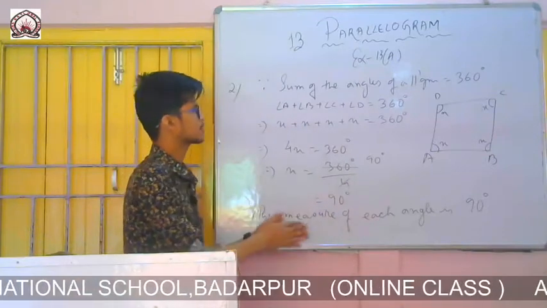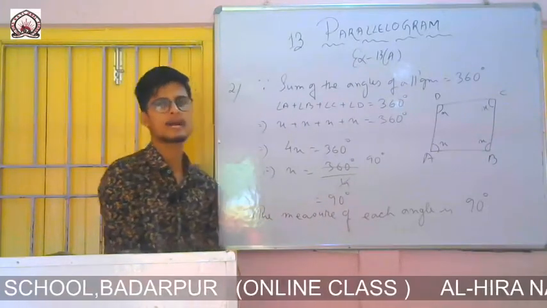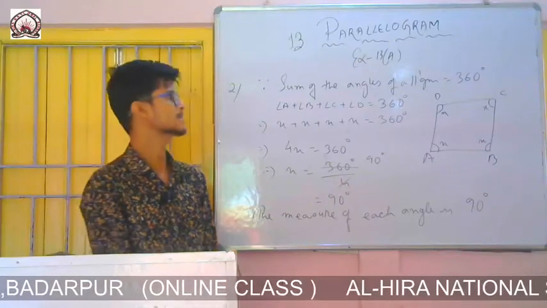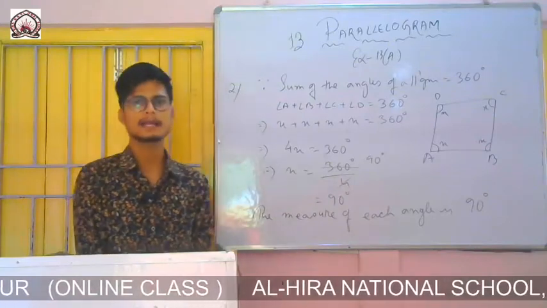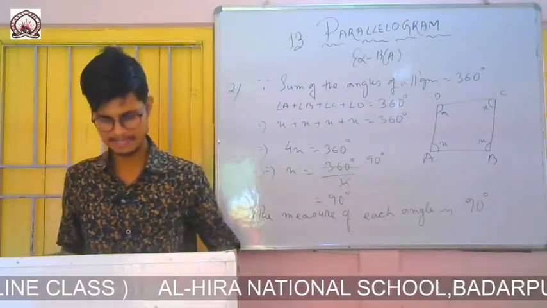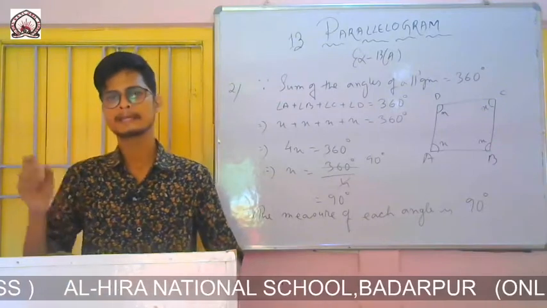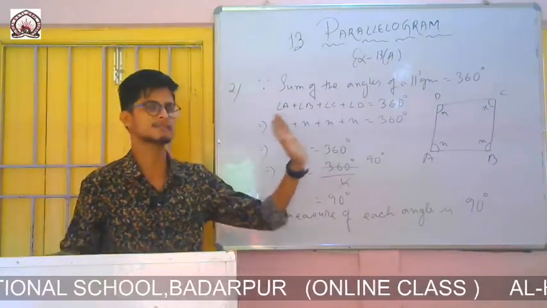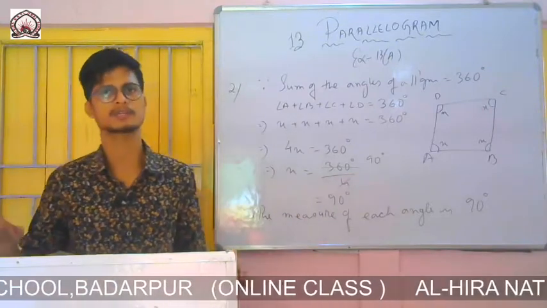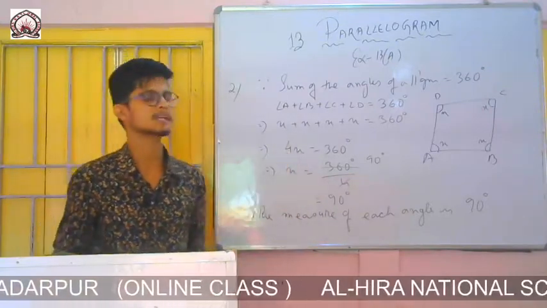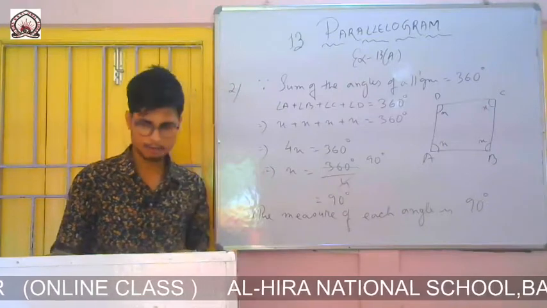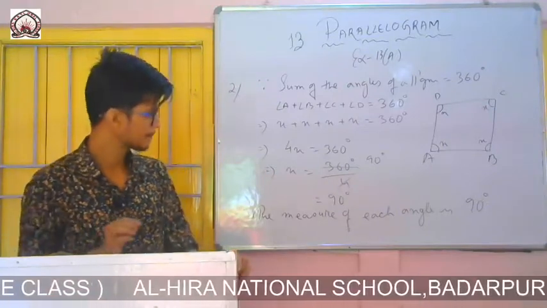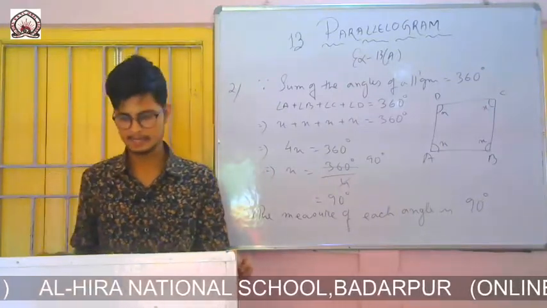So now I solved this one, and we know that the sum of the angles of a parallelogram is 360 degrees. That means angle A plus angle B plus angle C plus angle D will be equal to 360 degrees. Then you put the value, all the angles are x, so I have written x plus x plus x plus x equals 360 degrees. Then by solving we got 90 degrees. So the measure of each angle of the parallelogram is 90 degrees.